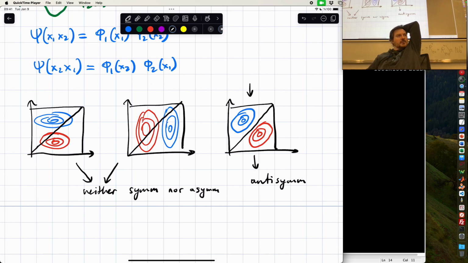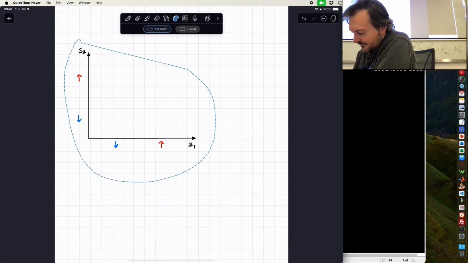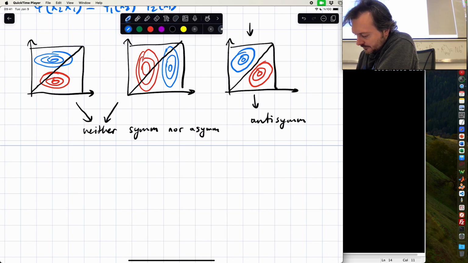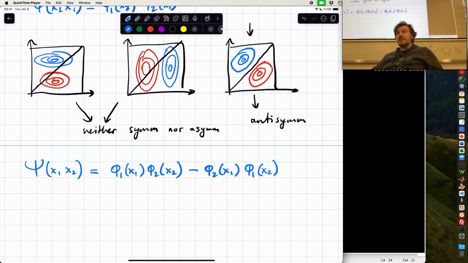Go back to quantum mechanics. How would you construct an antisymmetric wave function? I think you forgot, which is totally fine. So what you do is the following: phi 1, x1, phi 2, x2 minus phi 2, x1, phi 1, x2. Did you follow this?